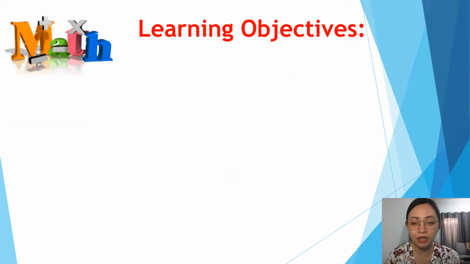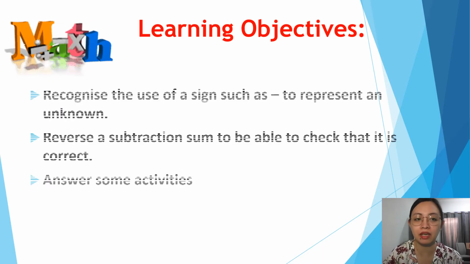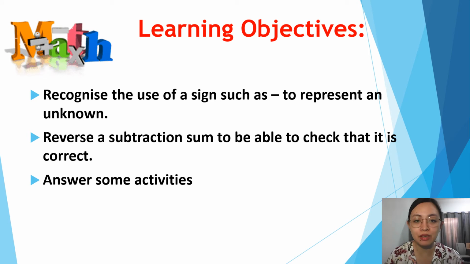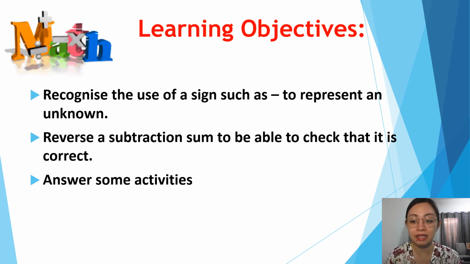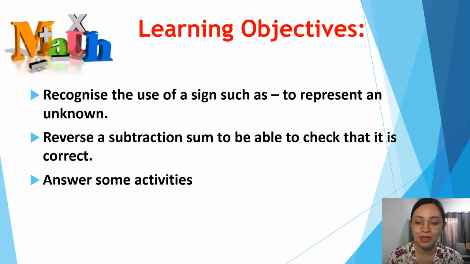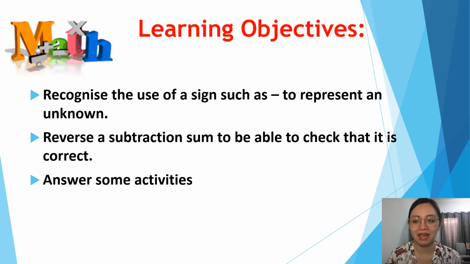As for our learning objectives, at the end of the video, you should be able to do the following. First, recognize the use of a sign such as blank or square to represent an unknown. Second, reverse a subtraction sum to be able to check that it is correct. And lastly, before we end this lesson, we will answer some activities. So are you ready, kids? Okay, so let's start.